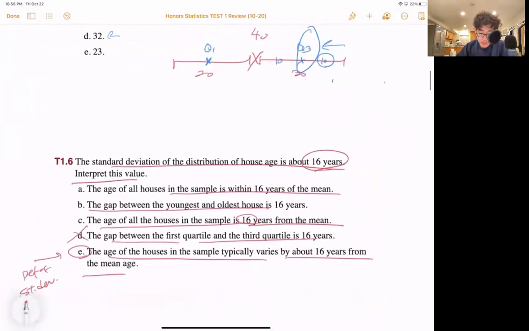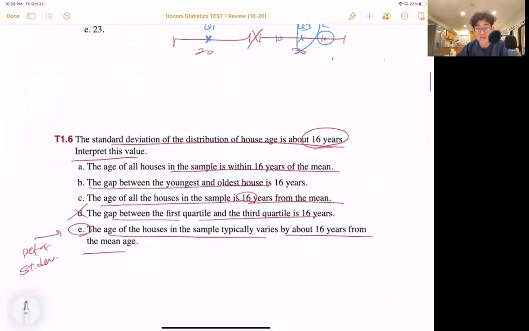Next question. The standard deviation of the distribution of house age is about 16. The only way to understand this is to go through every single option. I'll explain why E is the only one that makes sense. A: The age of all houses in the sample is within 16 years of the mean. All the houses? No, that's not what a standard deviation is.